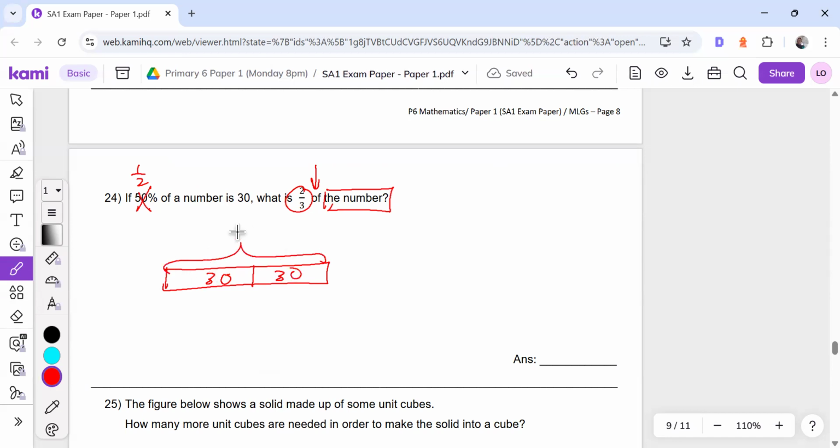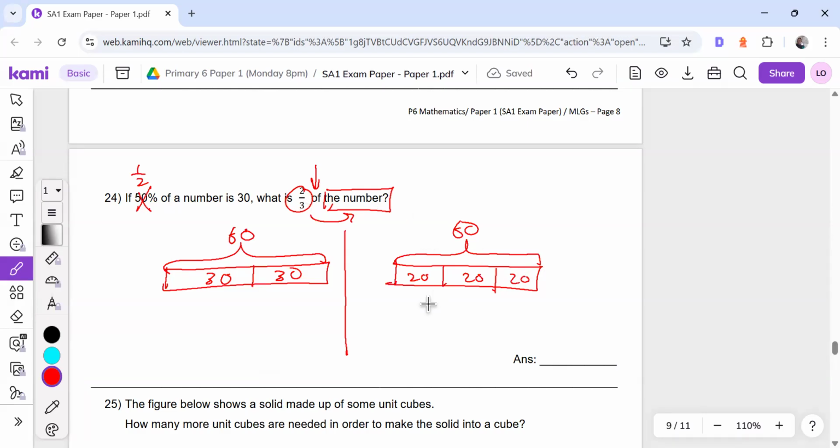The number must be 60. Okay. So if the number is 60, then you cut this rectangle into three boxes. So you divide by 3: 20, 20, 20. What is 2/3 of the number? Which is two boxes, 40. So your answer is 40.